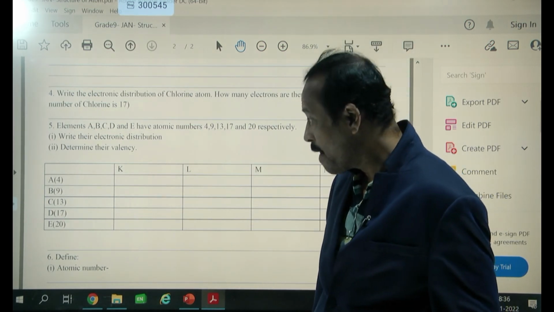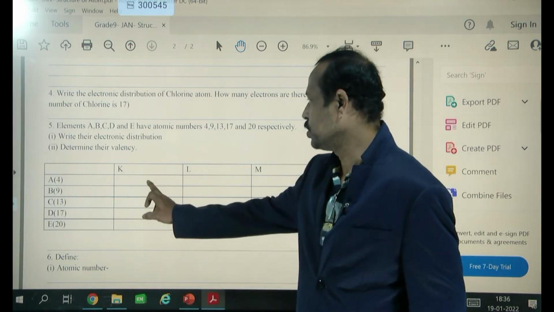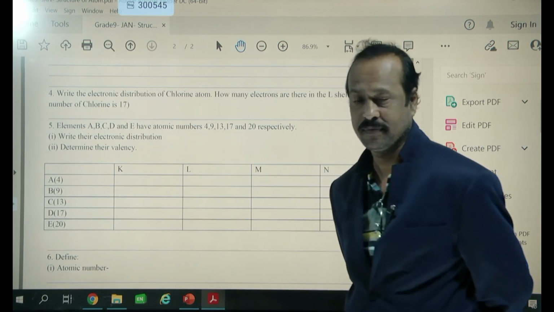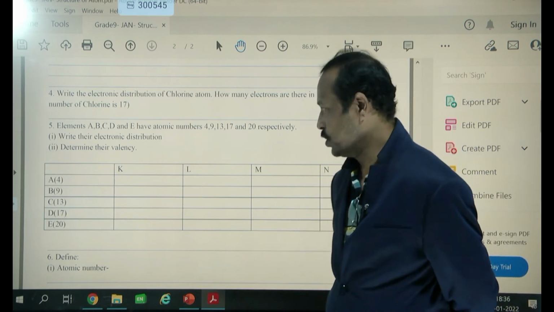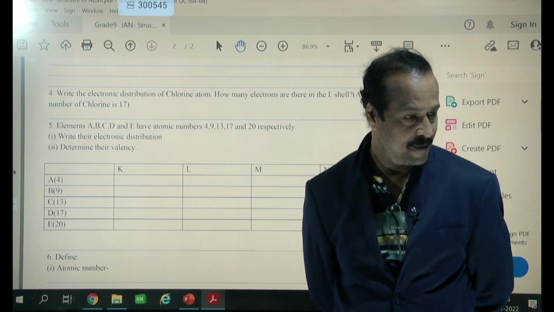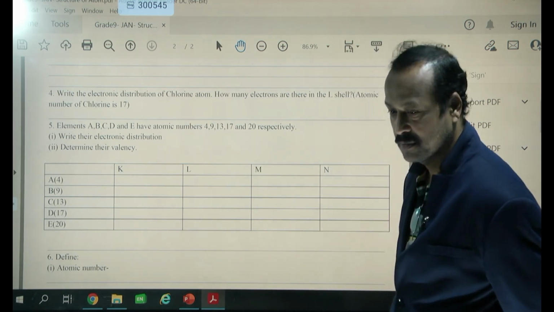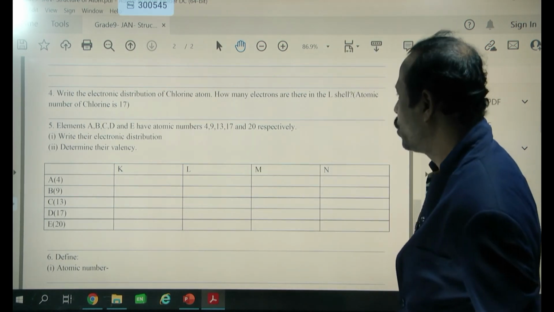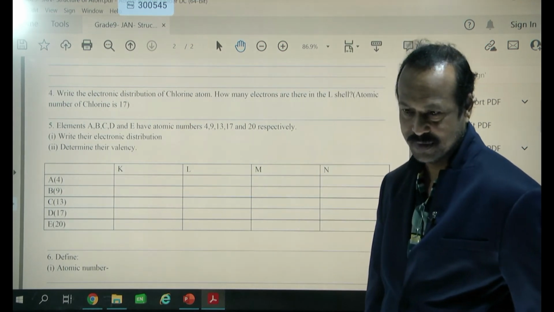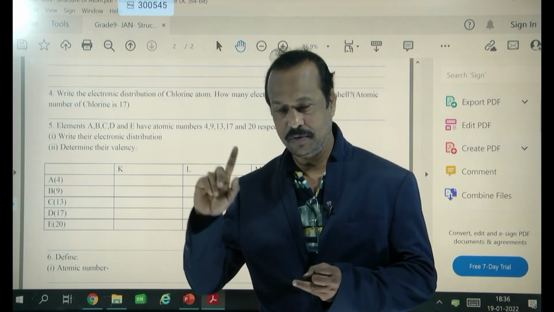2, 7. Very good. Next, C has atomic number 13. How do you distribute? Good. Next, D is 17. How do you distribute? 2, 8, 7. Good. What is 20? No, not 10. It is 2, 8, 8, 2. Like this you have to distribute.